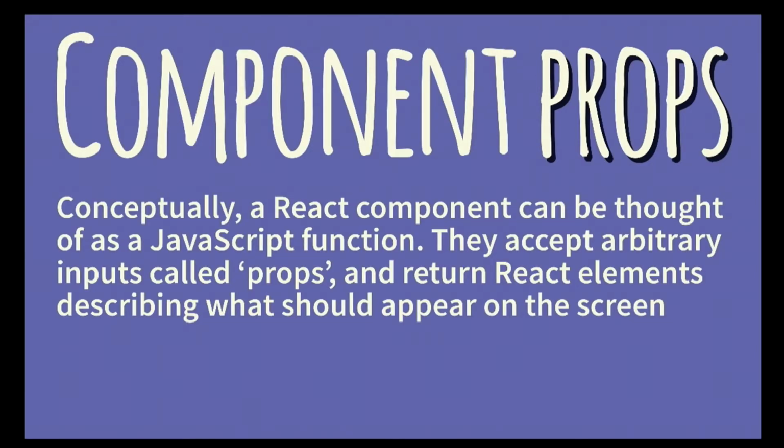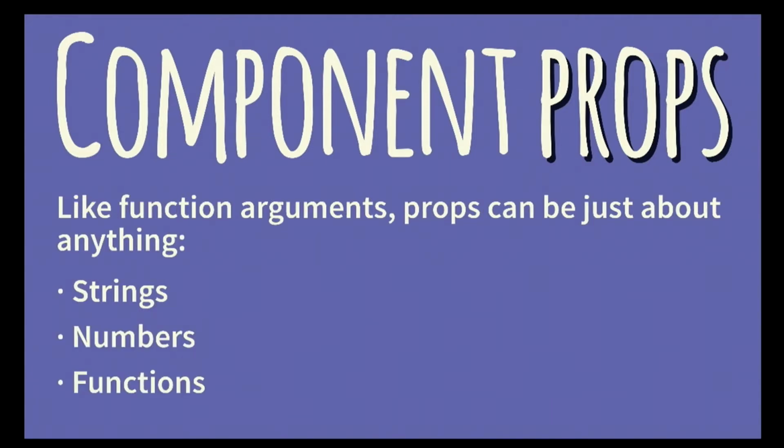Something else that React has is called props. Let's see. Bill, do you want to read on the screen? Conceptually, a React component can be thought of as a JavaScript function. They accept arbitrary inputs called props and return React elements, describing what should appear on the screen. Thank you. So basically, components are like functions. And just like functions take arguments, components take props. And props can be anything: strings, numbers, functions, objects, arrays.